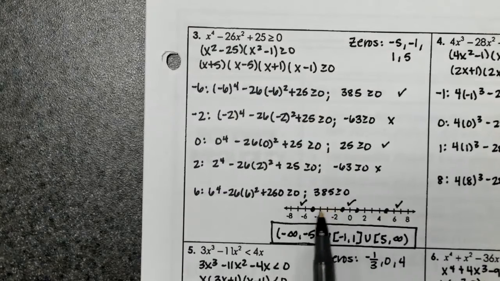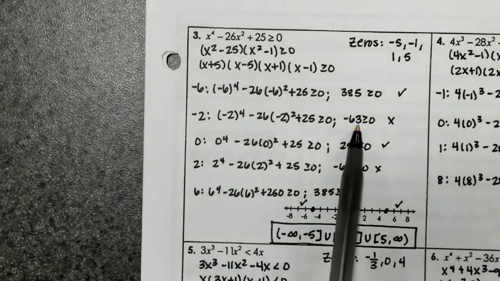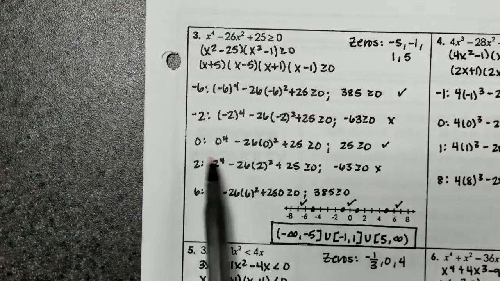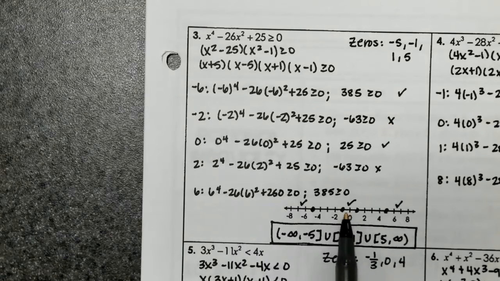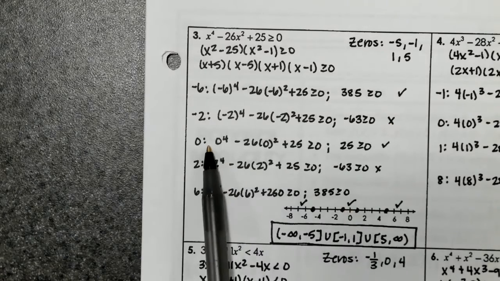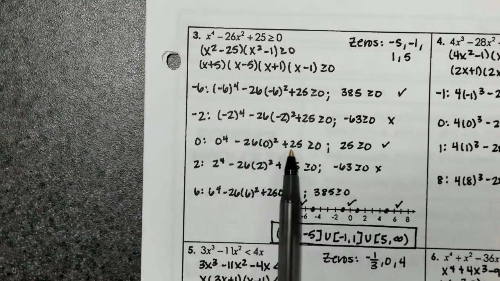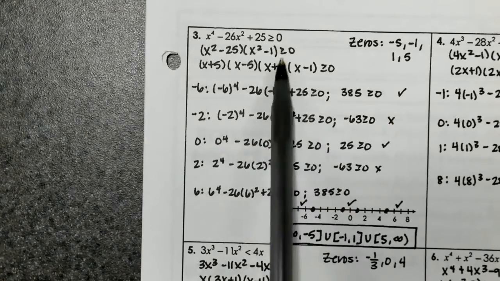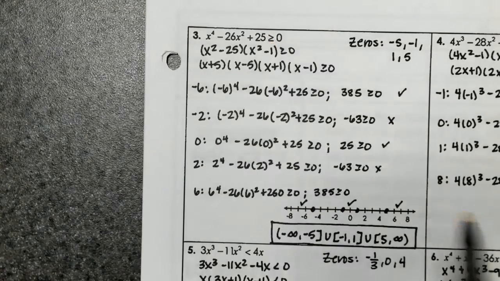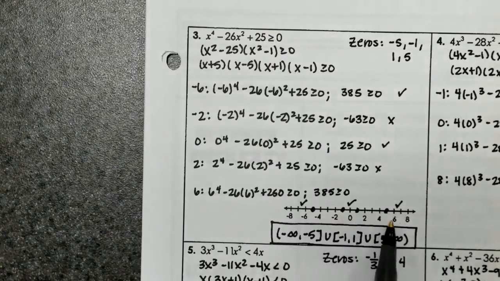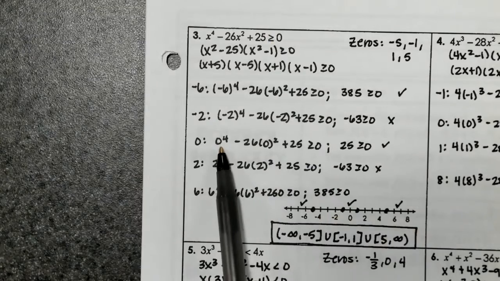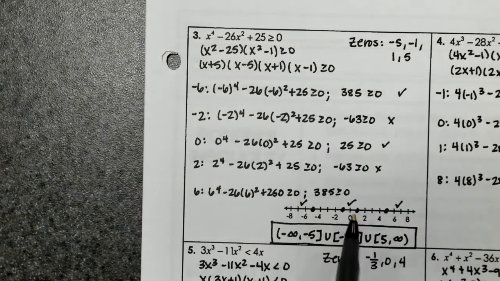Right here, between these two, we did -2. So plug that in, it doesn't work. The next one right here, choose 0. Even though it's greater than or equal to up here, please do not choose one of your zeros to be the points, okay? Pick something in the middle. All right, so when you plug 0 in, that works. So that one is checked.